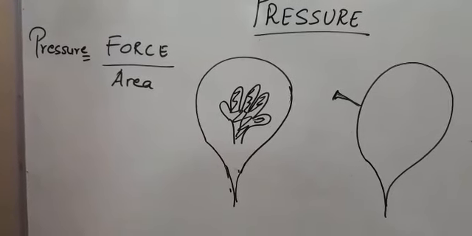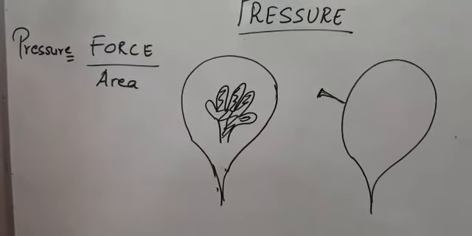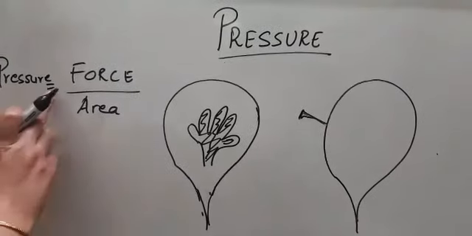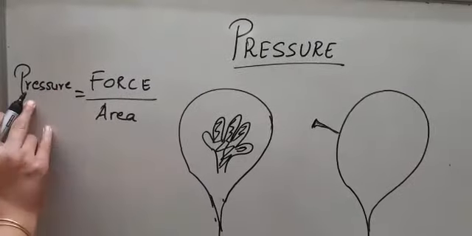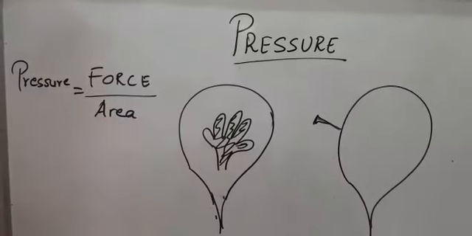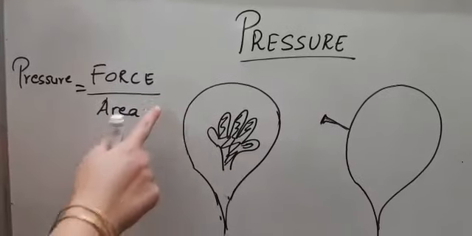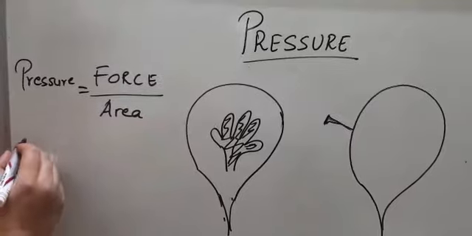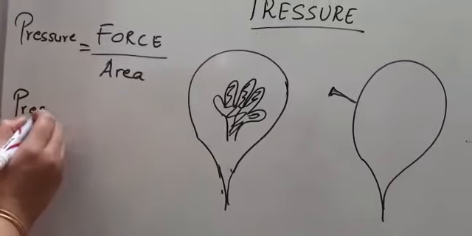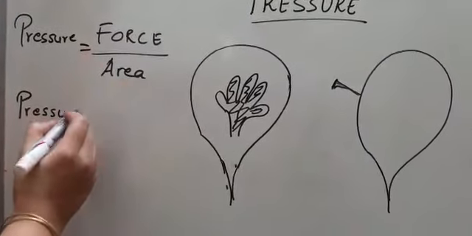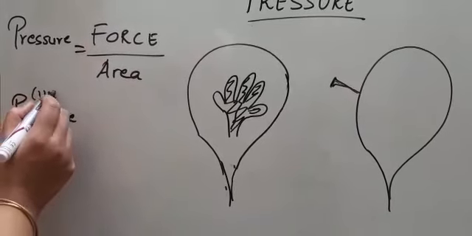This is not the definition of pressure. What is the definition of pressure? From this formula only we will see the definition. Pressure is force per unit area. Pressure is force per unit area. So what is the unit of pressure then? We are finding here the unit of pressure.